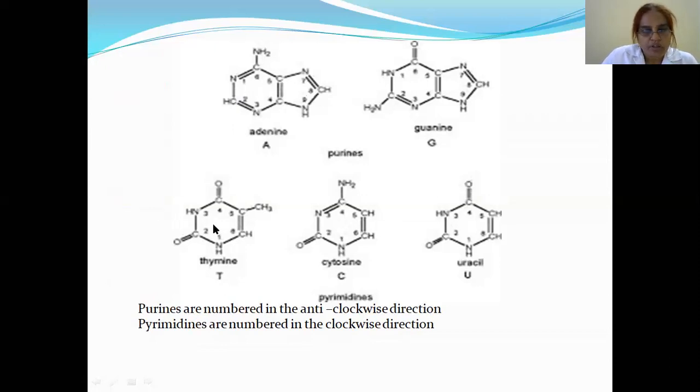Pyrimidines are numbered in the clockwise direction. See here it is 1, 2, 3, 4, 5, 6. So purines are numbered in the anti-clockwise direction, and pyrimidines are numbered in the clockwise direction. See here, there is a clockwise and there is an anti-clockwise.